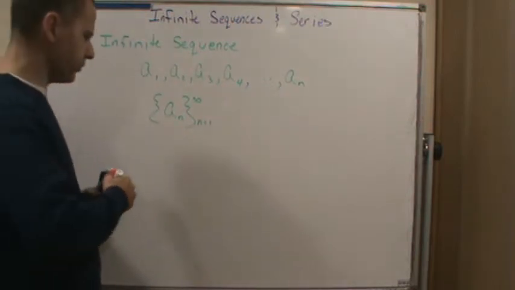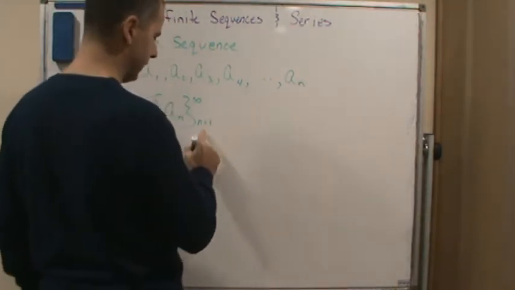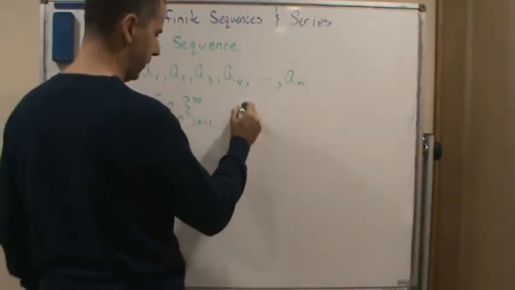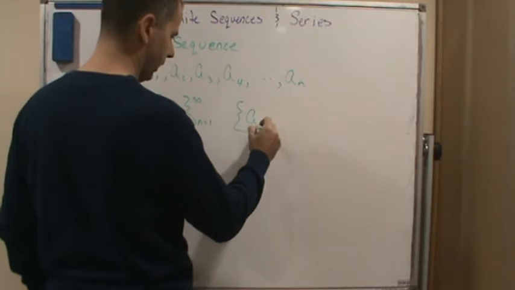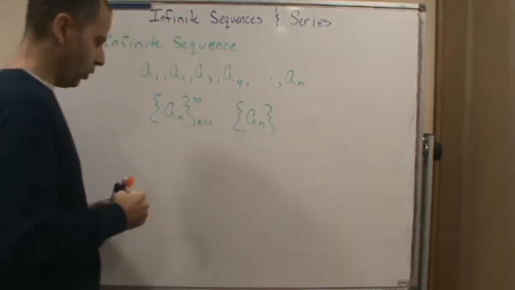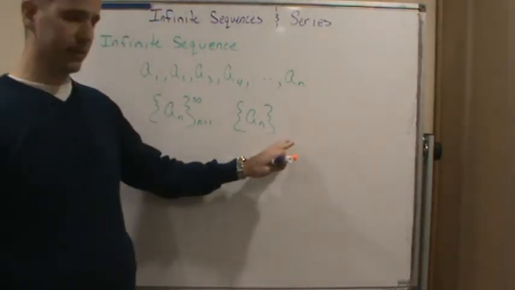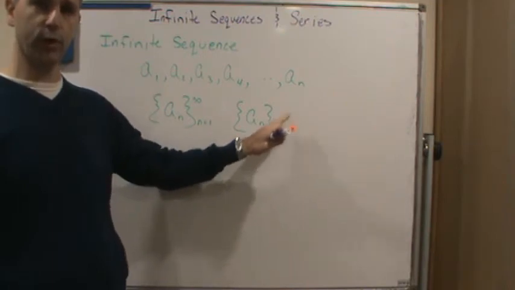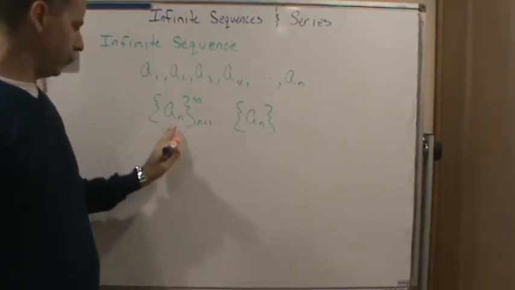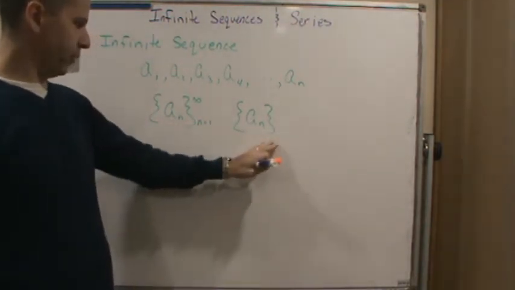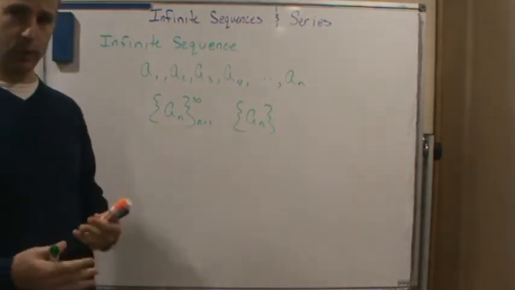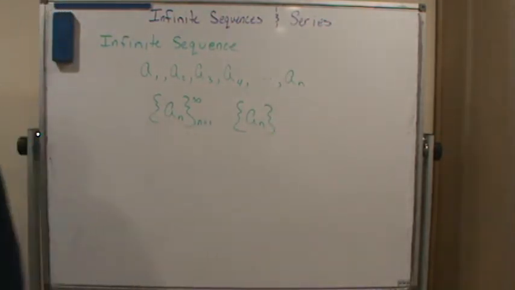Now, we can also represent it just without the indices, a sub n. If we write it this way, it's assumed that it's going from 1 to infinity. So you can either write it this way or this way. If there are no indices, it's always assumed that n equals 1 to infinity.